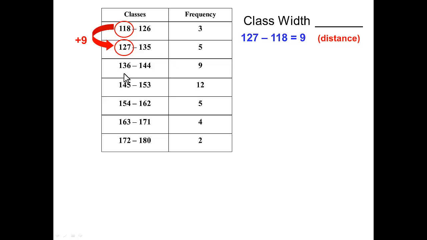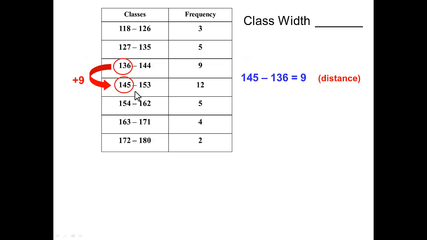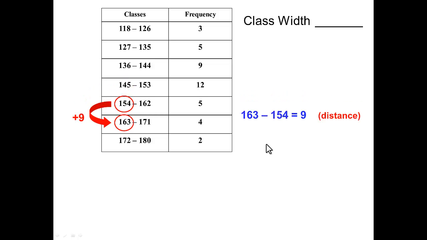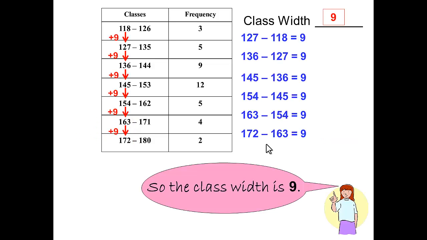We can repeat that process by going from 127 to 136 and subtracting 136 minus 127, and that distance is 9 as well. Let's subtract 145 minus 136. We get 9. 154 minus 145, we get 9. 163 minus 154, we get 9. 172 minus 163, we get 9. The distance between each class is 9, so the class width is 9.